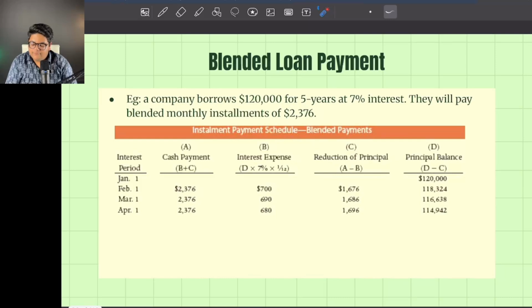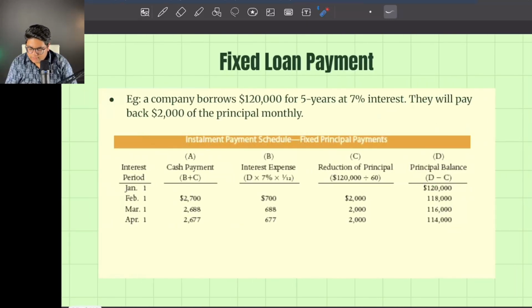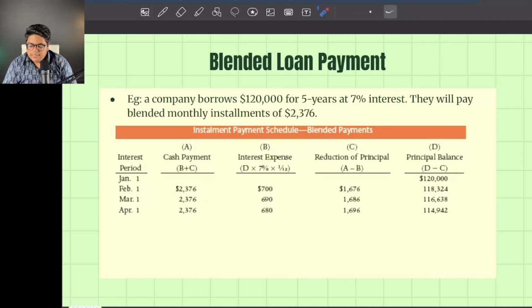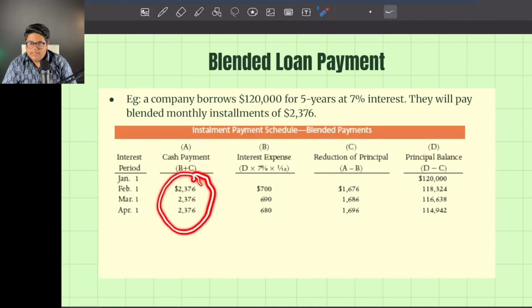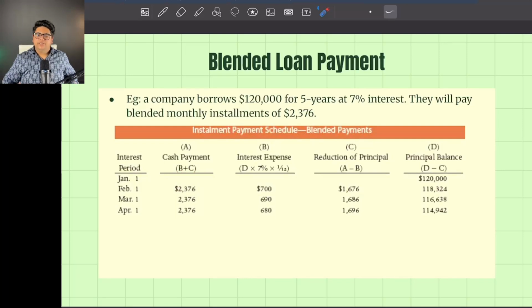Now we pay a fixed amount no matter what. If you look at the first example, every month you're paying a little bit different amount of money. Here you're paying the same amount of money no matter what. So this is a little bit better for planning and budgeting, because now you know for sure that I need 2,376 in my bank account if I want to make my loan payment.